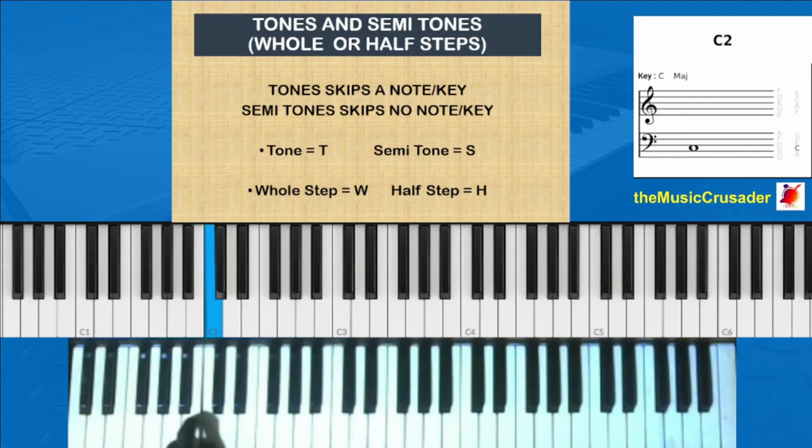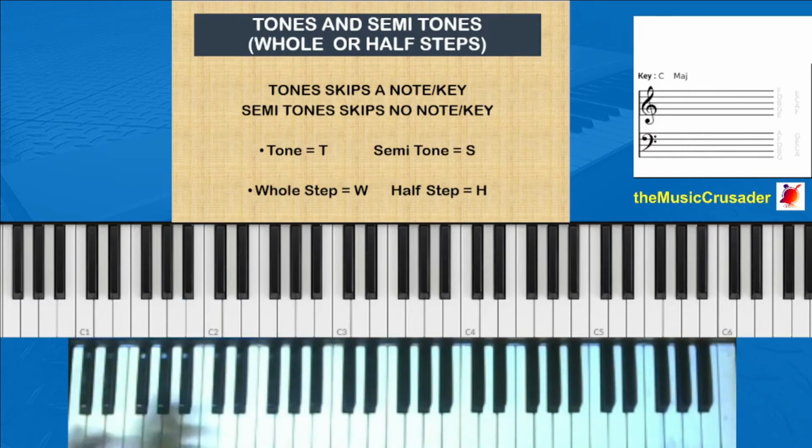From B to C is what? A semitone. Remember, because I have skipped no key. There is no key in between the B and the C. So it's a semitone. So just playing the white keys, we know we have E, F to be a semitone because there is no black key, I have not jumped any key. And then B to C is a semitone because there is no key to jump.